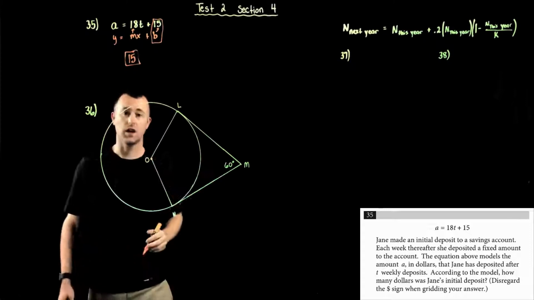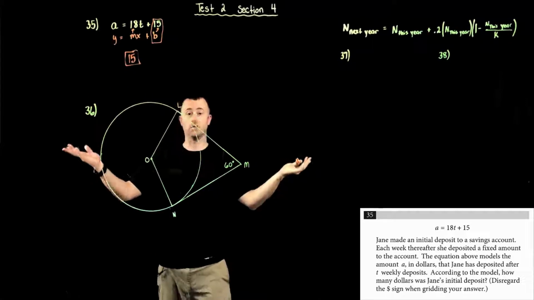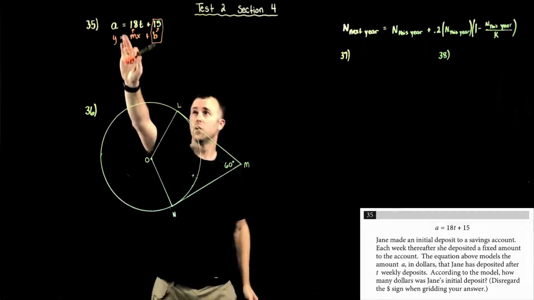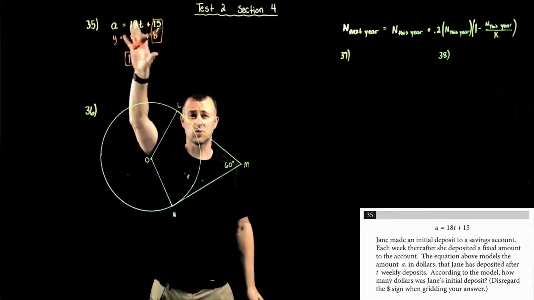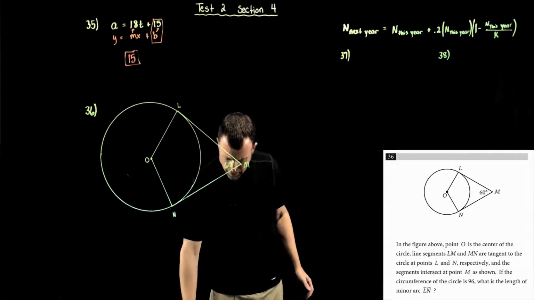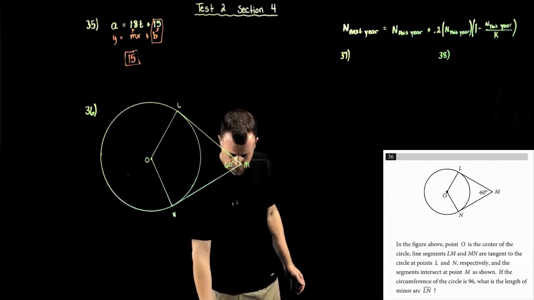So that's what you're going to have for number 35. That is it. There's really nothing else to it than that. So again, you see this format here, linear equation, slope-intercept form. Make sure you're aware of that. So again, that's 35. Next up is 36.